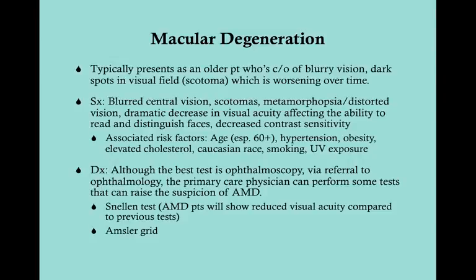The Snellen test would be important to do anytime a patient complains of blurry vision, to know exactly what their visual acuity is. AMD patients will show reduced visual acuity compared to previous tests. There's another thing called the Amsler grid, which is just a grid with straight horizontal and vertical lines, and a normal patient should view those as straight horizontal and vertical lines. But a patient with macular degeneration will see distortions.